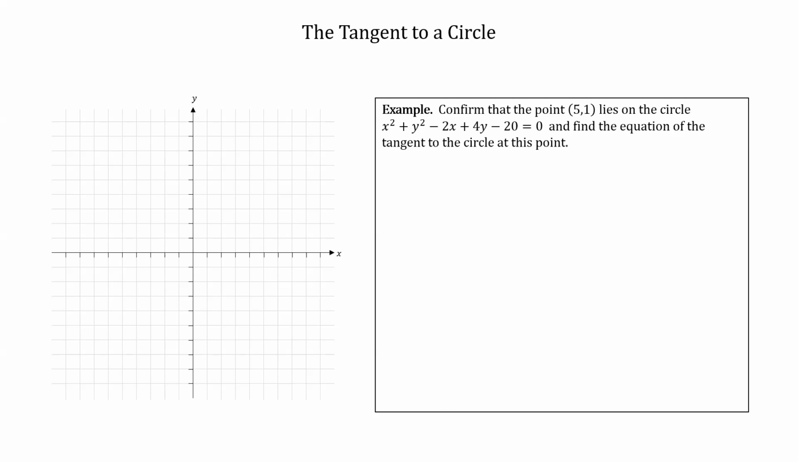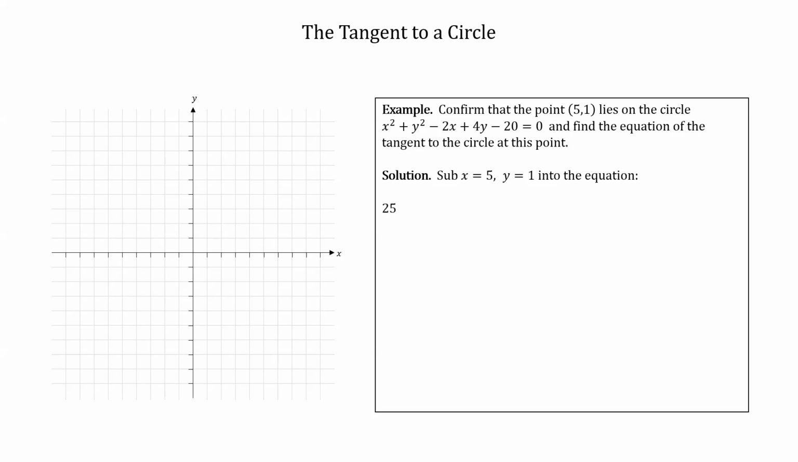And what we first want to do is check that this point does indeed lie on the circle. There's no point trying to find the tangent line to this point if the point doesn't even lie on the circle. So how do we do that? We sub in x equals 5 and y equals 1 into the equation and check to see that it satisfies the equation. We just put 5 for each x and 1 for each y in the equation.